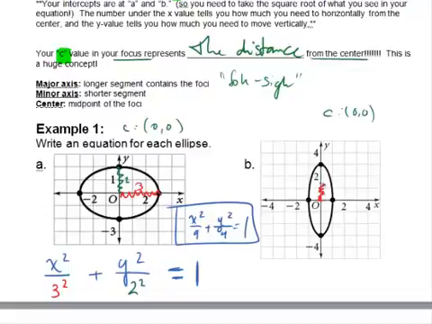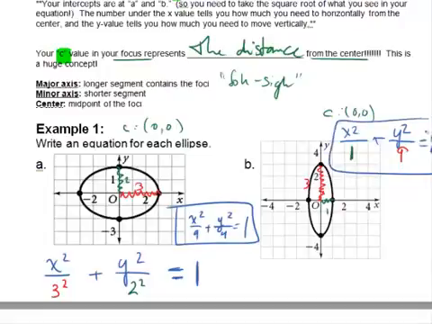This time we're going 1, 2, 3 units upwards and 1 unit outwards. So we'll have x squared over a distance of 1 squared plus y squared over a distance of 9, or 3 squared, and this is equal to 1. So again, there's our standard form.